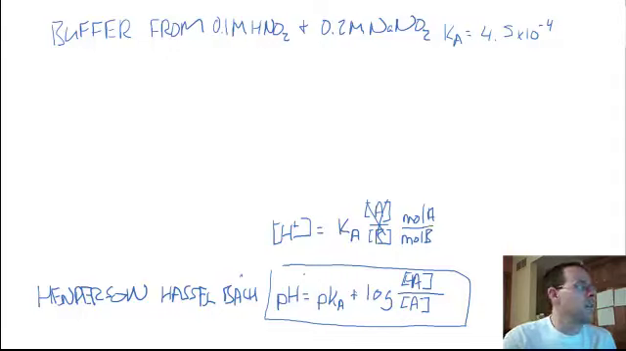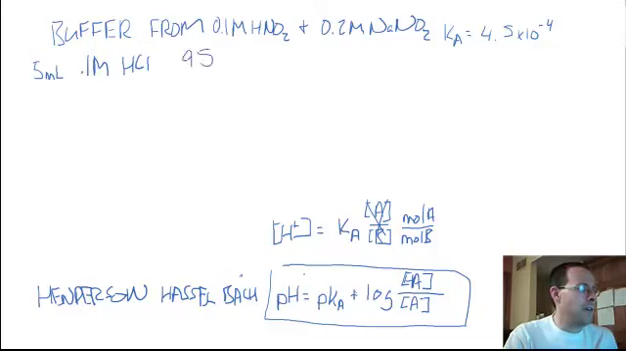So if we go back to this problem up here, a buffer from 0.1 molar HNO2 plus a 0.2 molar NaNO2, and so on and so forth. If we add 5 milliliters of 0.1 molar HCl, which is what you just saw worked out, to 95 milliliters of our base.